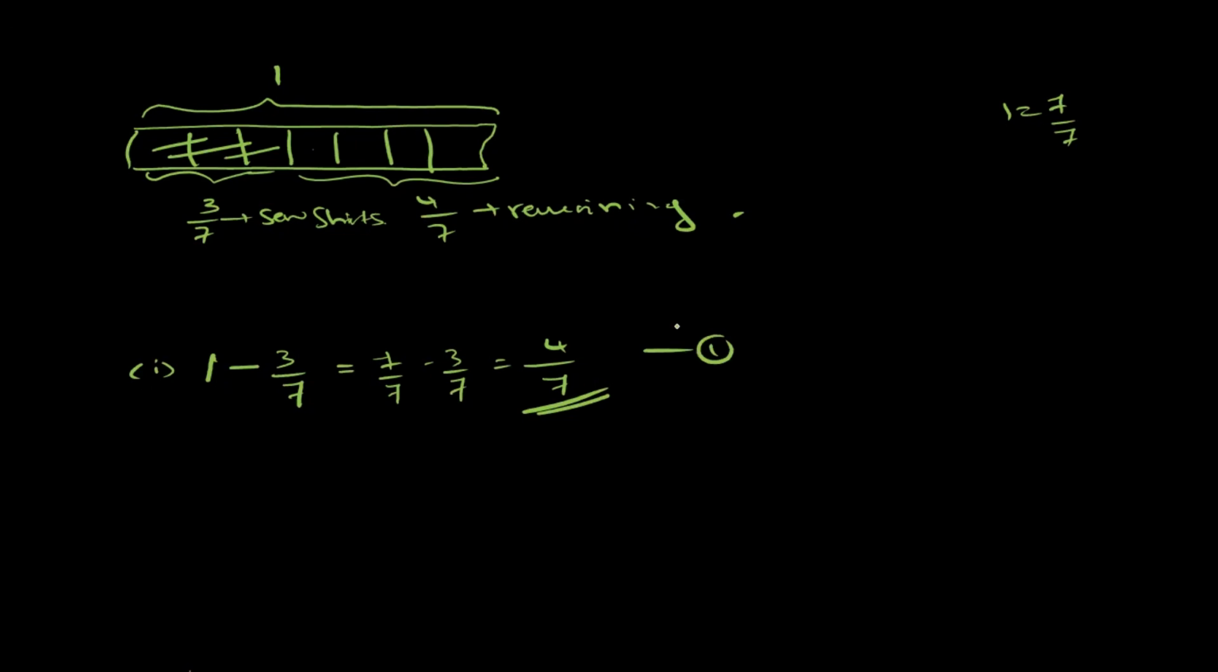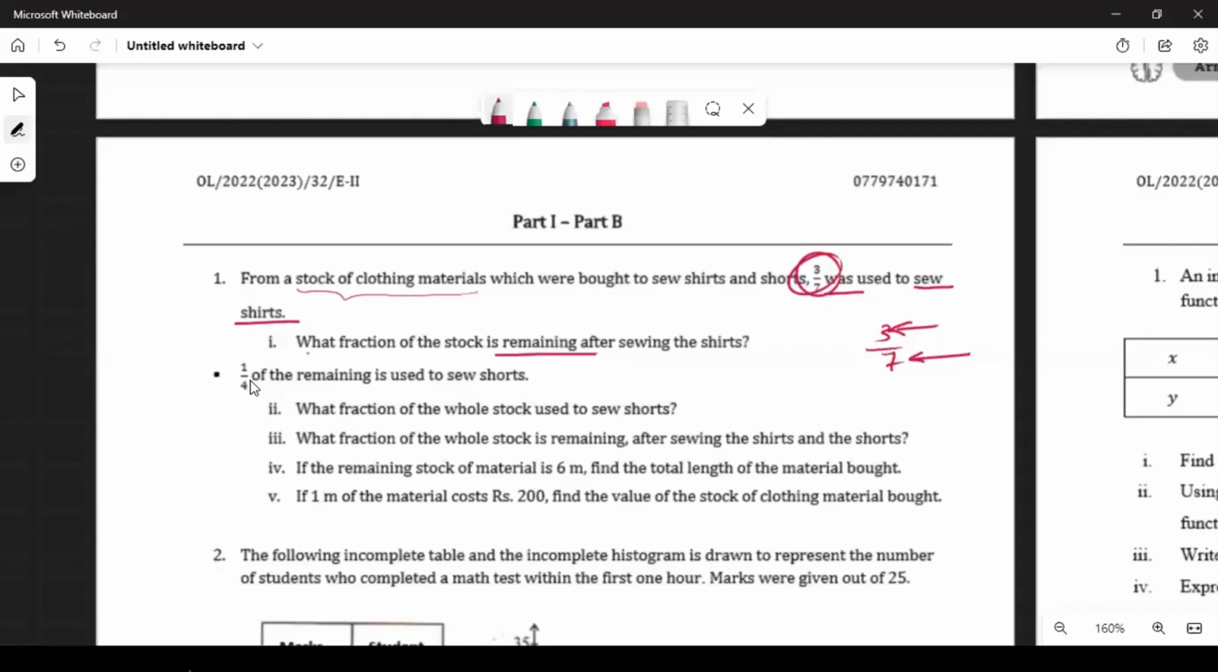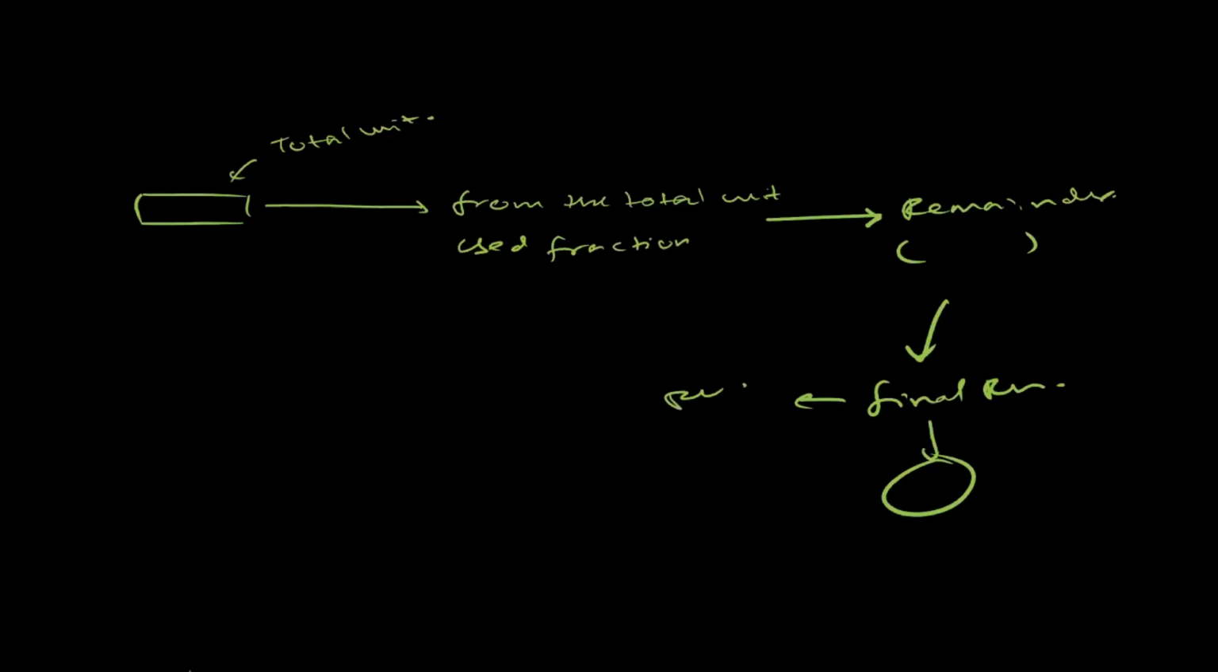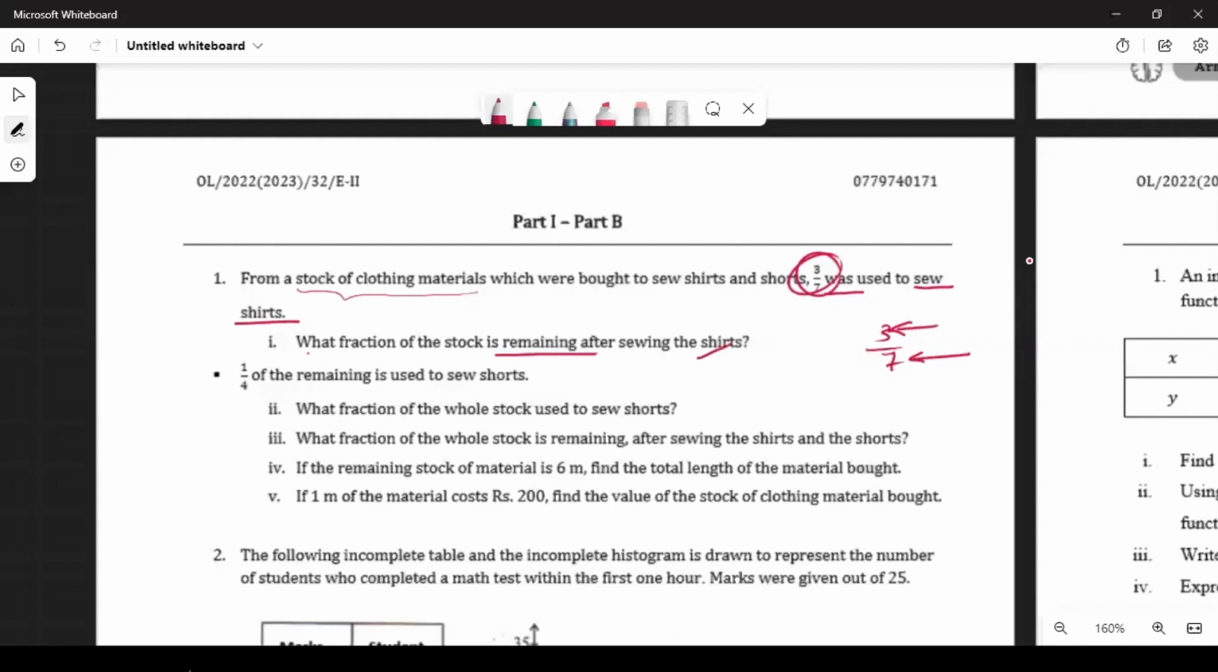Okay, so the next question, 1/4 of the remaining. Here I told you the second part of the plot: they will give you some used fraction, in this case 3/7 used to sew shirts, and then they will tell you to calculate the remaining. From the remaining, they will use some amount. The first part of the plot is done. Then from the remaining, they have used something: 1/4 of the remaining used to sew shorts.